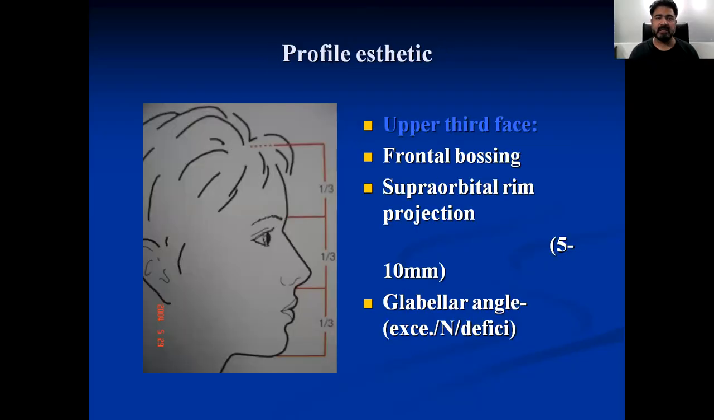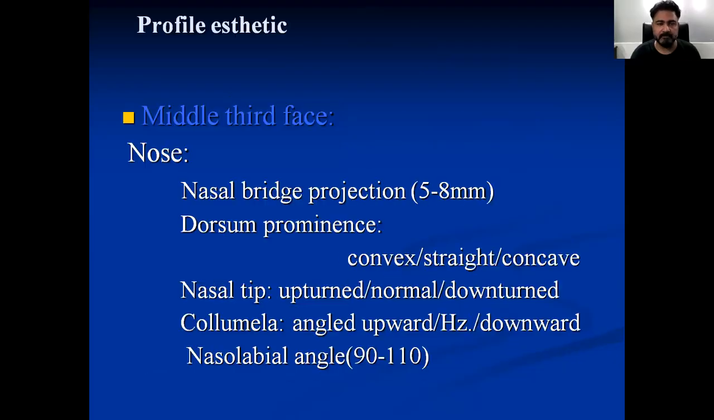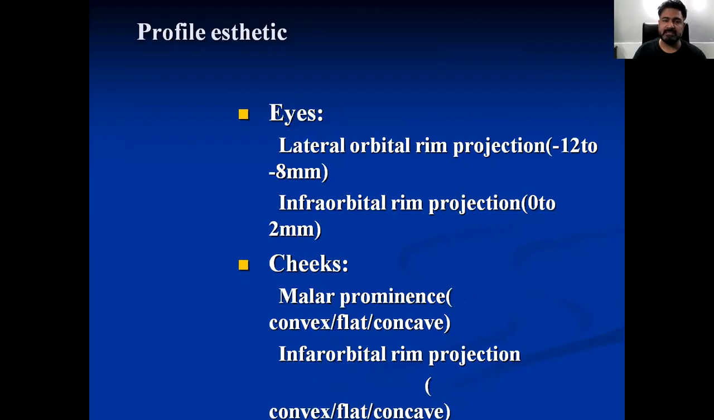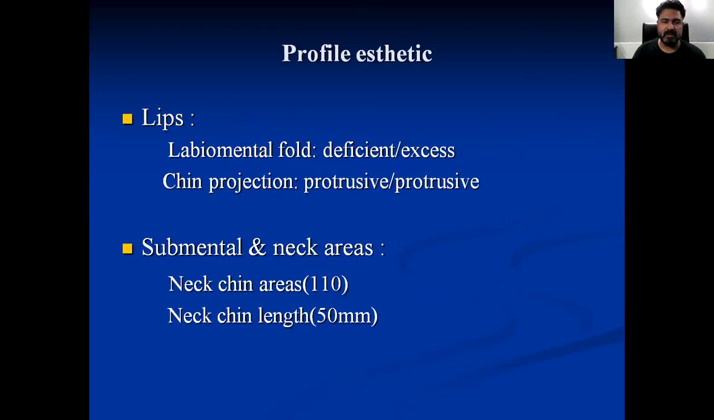Then profile and aesthetics, which you must have been learning in orthodontics also. Upper third of face: frontal bossing, supraorbital rim projection, glabellar angle. Middle third of the face: nasal bridge projection, dorsum prominence, nasal tip, columella and nasolabial angles. Eyes: lateral orbital rim projection, infraorbital rim projection. Cheeks: malar prominences. Lips: labiomental fold. Then submental neck areas, neck and chin areas.